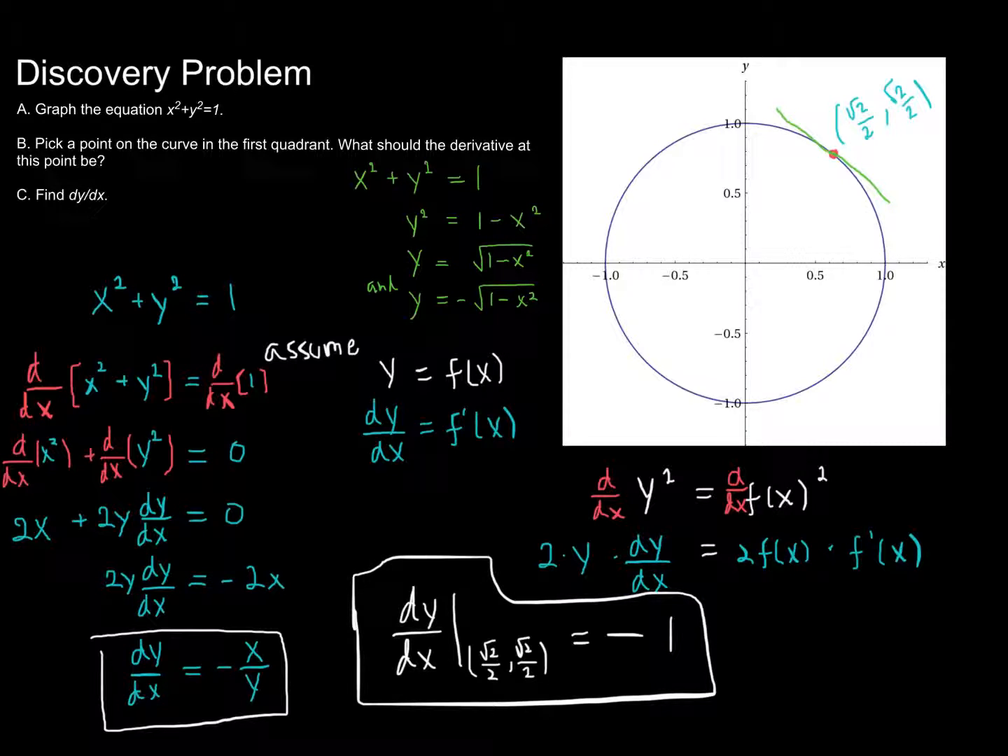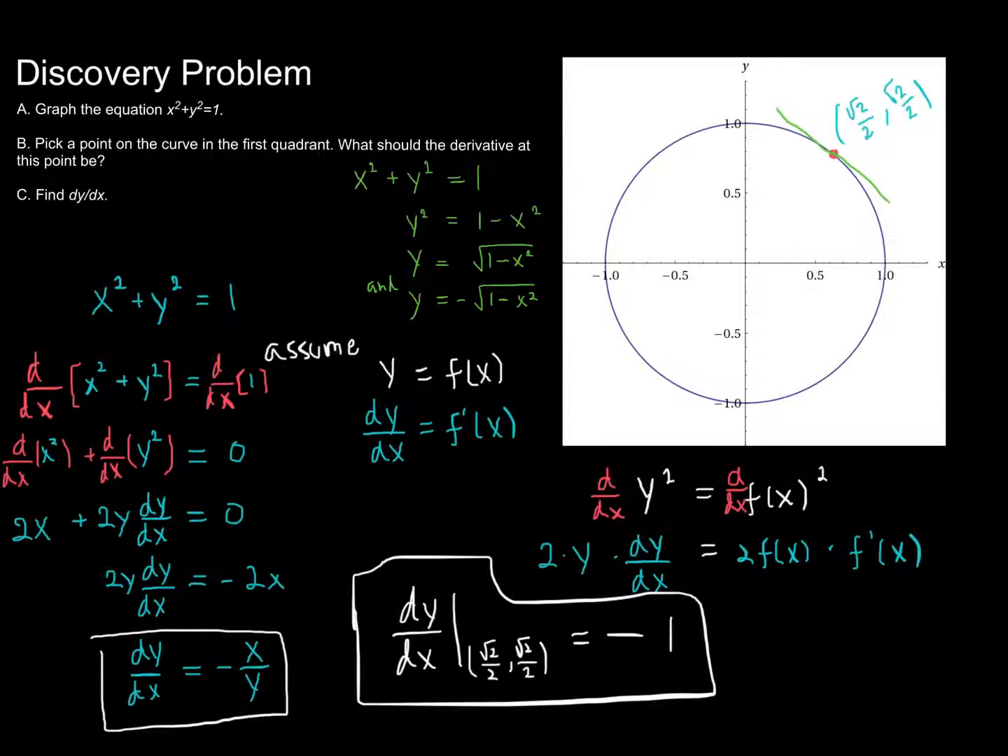And that sure makes sense, right? This looks like a line that has a slope of negative 1. And so we can use implicit differentiation to take the derivative of functions when we can't solve for y. So we treat y as a function of x, and then we differentiate using the rules that we've set out, most importantly the chain rule.